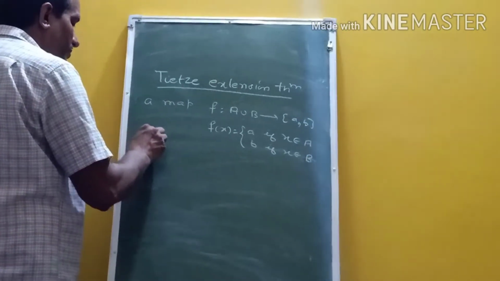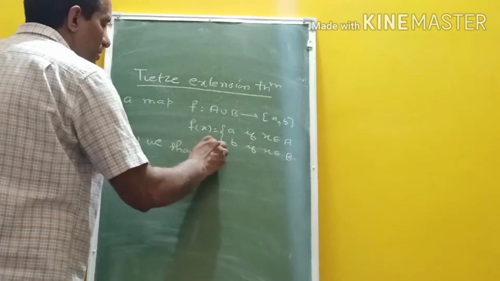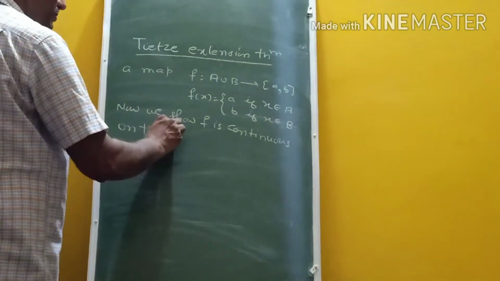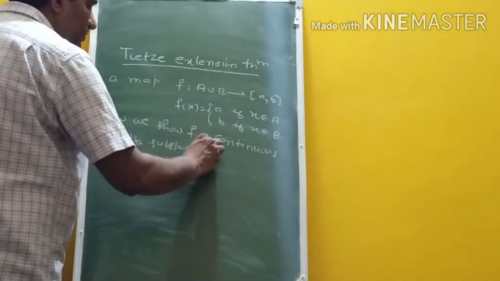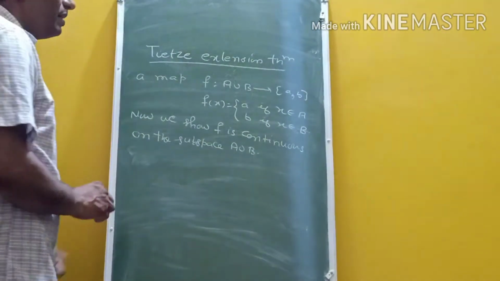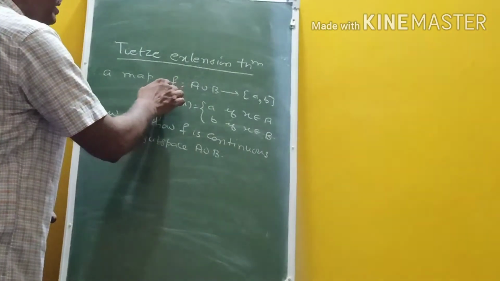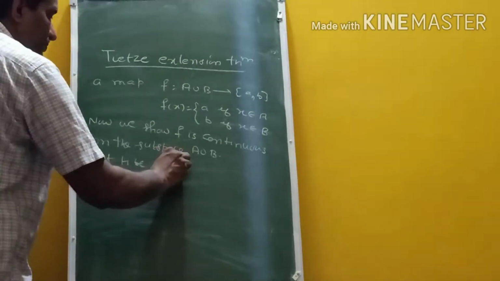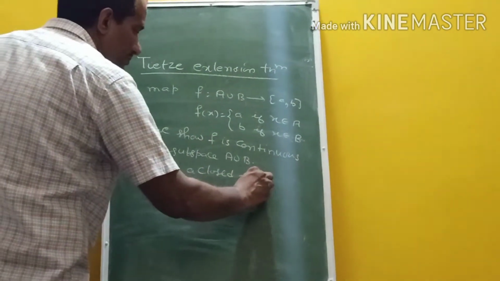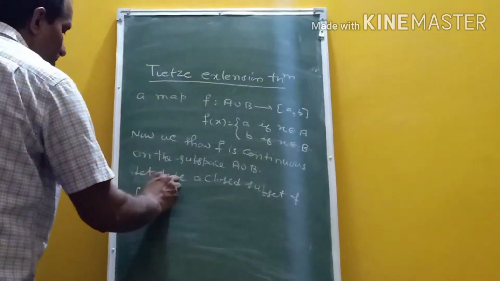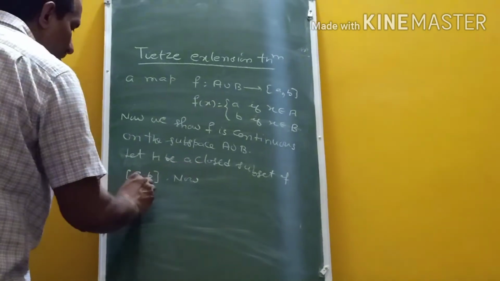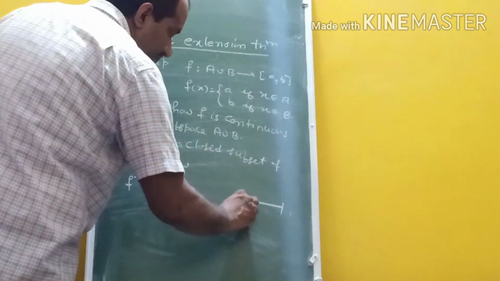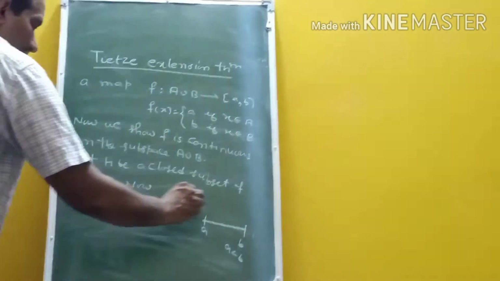Now we show F is continuous on the subspace A union B. To show F is continuous on the subspace A union B, we take a closed subset H of [a, b] and find its inverse image under the map F. Let H be a closed subset of [a, b]. Now F inverse of H. Here a is less than b.